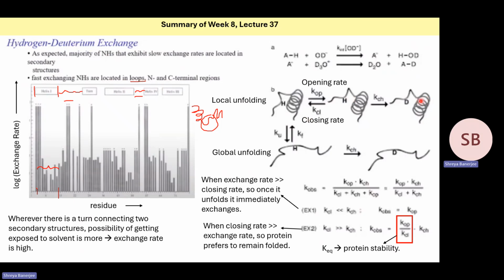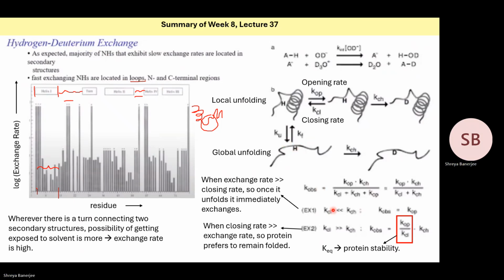The other way this can happen is by global unfolding. So the entire protein unfolds and becomes a random coil. Now the hydrogen is definitely exposed to the solvent. And again, you can have an exchange rate where the hydrogen is being replaced by deuterium. So for hydrogen deuterium exchange, either local unfolding or global unfolding is essential.